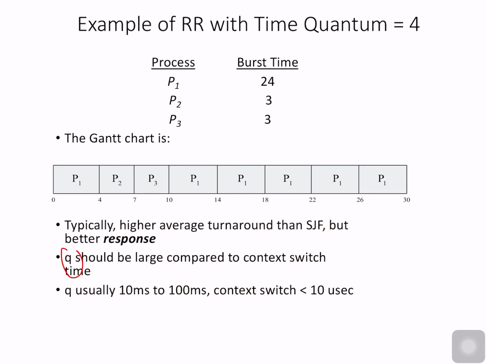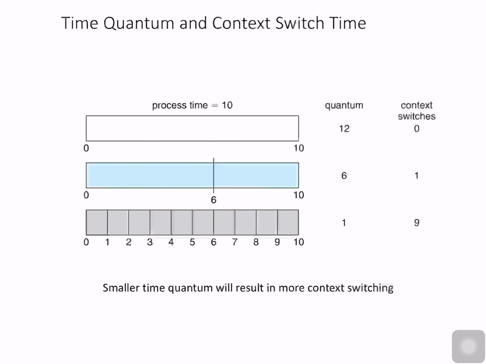However, the quantum time cannot be too large compared to the context switches. The quantum time is usually around 10 milliseconds to 100 milliseconds, and the context switch is normally 10 microseconds. If we have too large a quantum time, we have very few context switches, but this does not mean that it will be good.